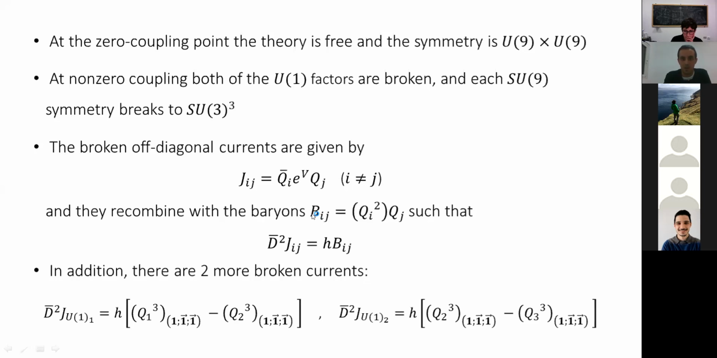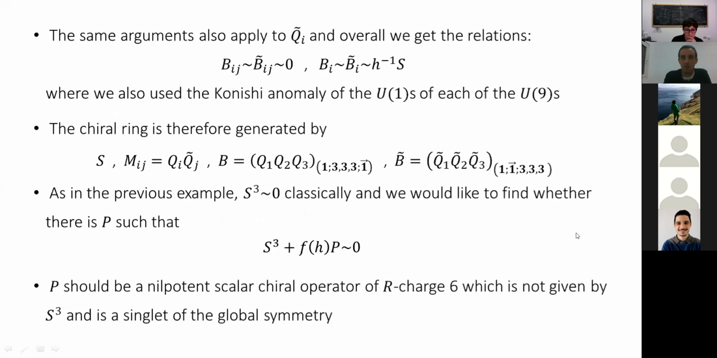And we get that all the baryons with 2 indices are 0 in the chiral ring. And all these baryons with a single index, which are just Qi cubed, are just equal to each other. And the same applies for the Q tildes. So overall, we get that all the baryons with 2 indices are 0 in the chiral ring, and all the baryons with 1 index are equivalent to each other.